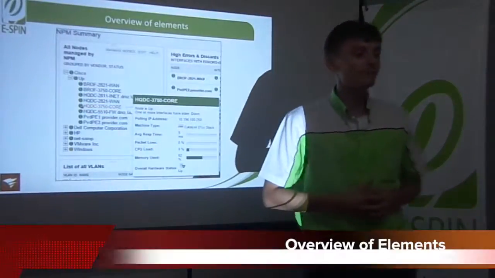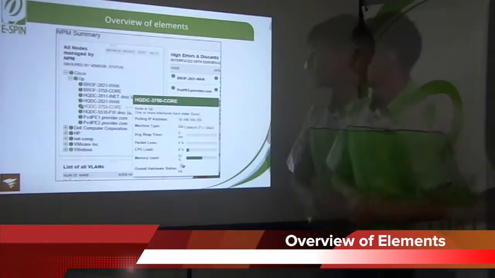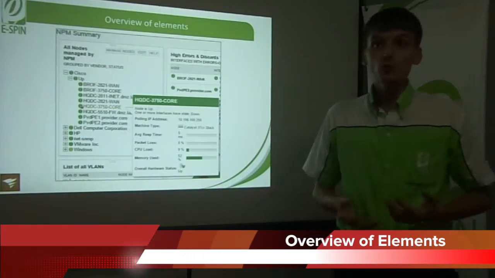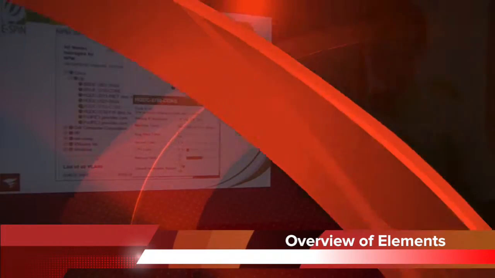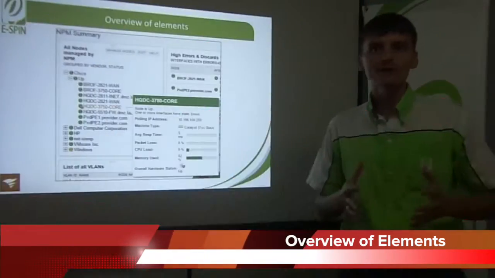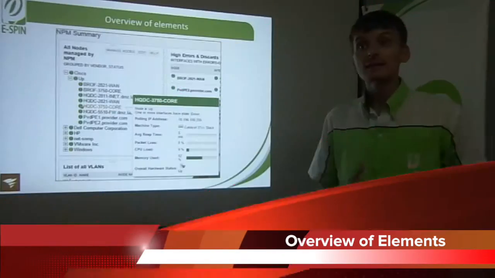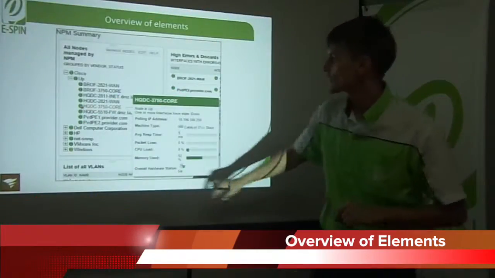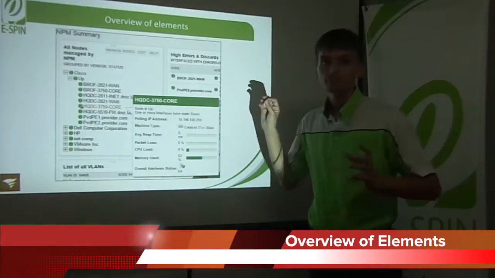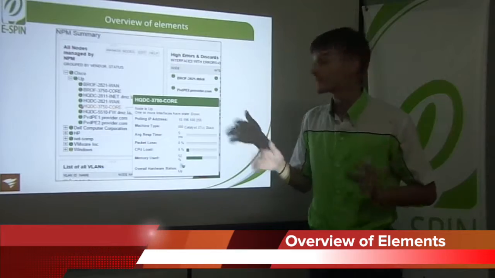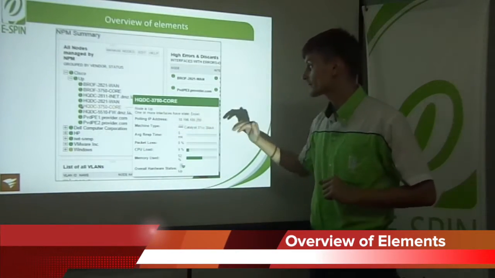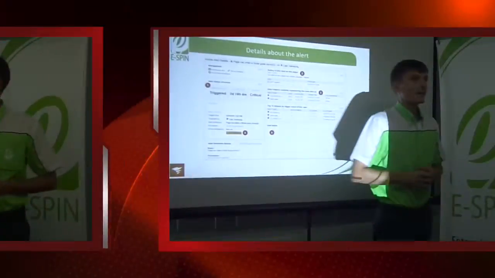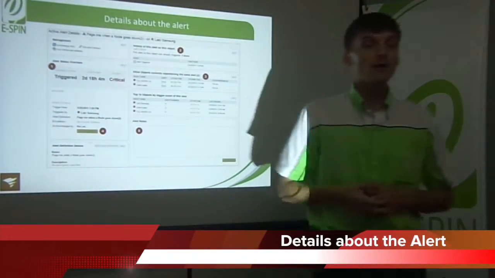Okay, overview of elements. If you look at the board, here the NPM summary appears, and within it the elements that appear in green are running well and working without any problem. Elements that appear in red or partially red need attention, such as this one. It is not fully red, so that means one or more interfaces are down. So it needs your attention.